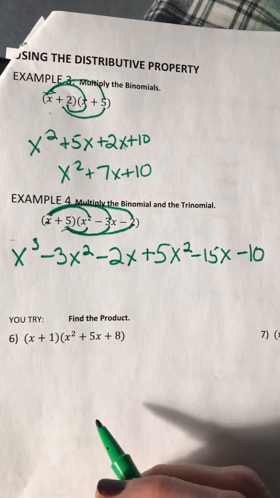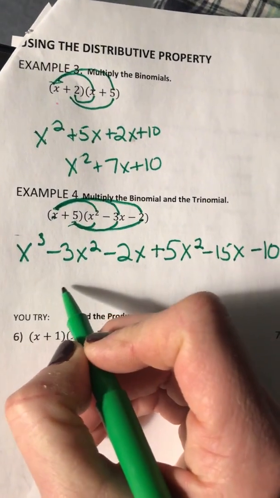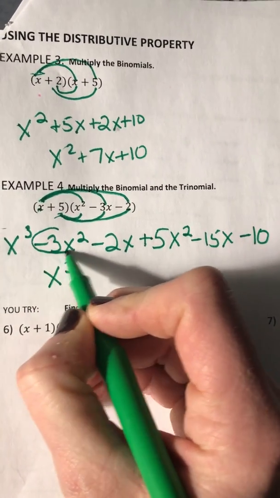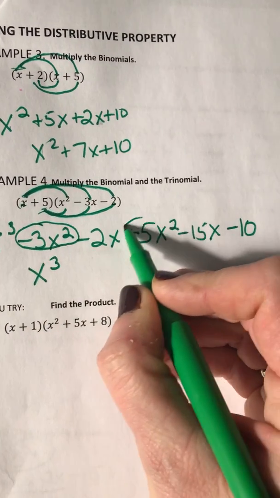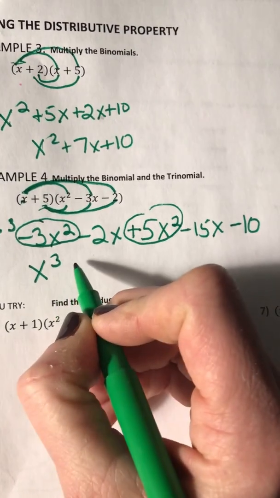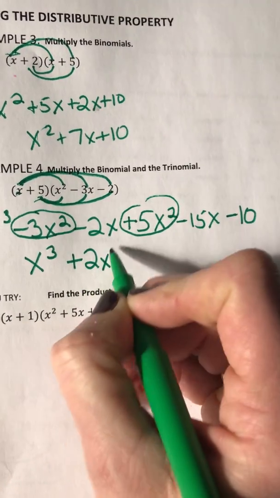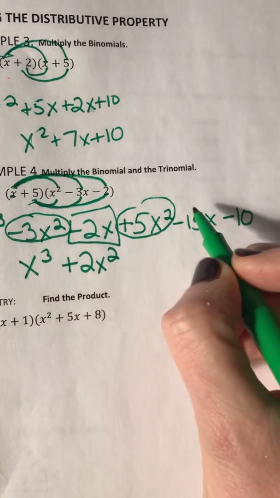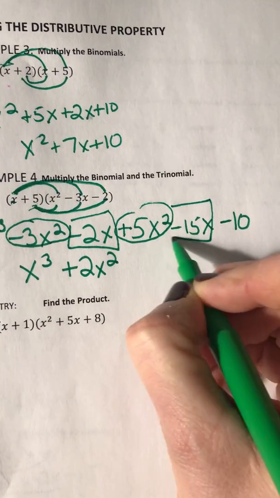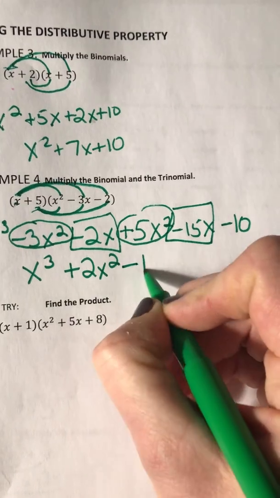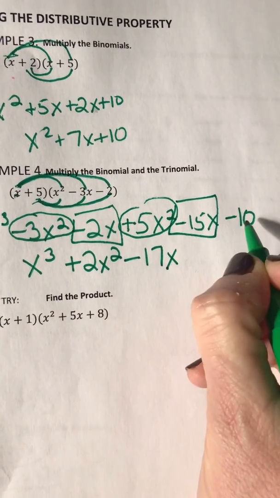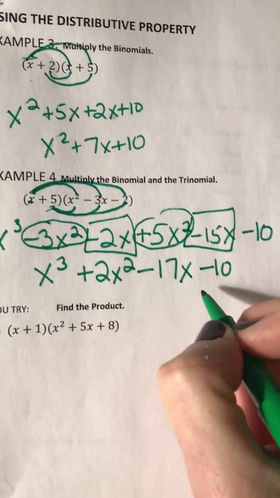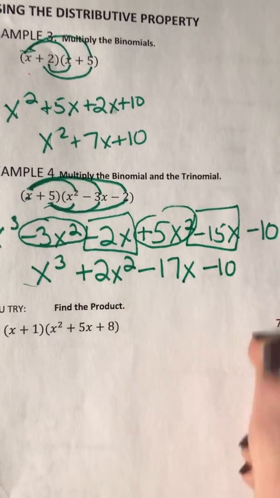I'm going to zoom out here a little bit. There are no other x cubed, so that just stays by itself. I have negative 3x squared plus 5x squared, which gives me a positive 2x squared. I have a negative 2x minus 15x, which gives me negative 17x. And the minus 10 guy is all by himself, so he's just a minus 10. So we end up with this polynomial.